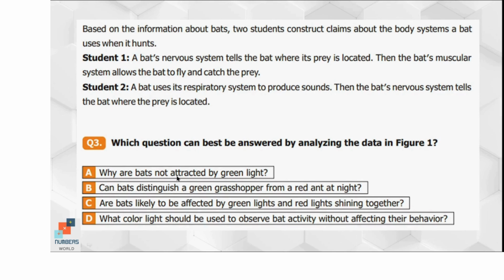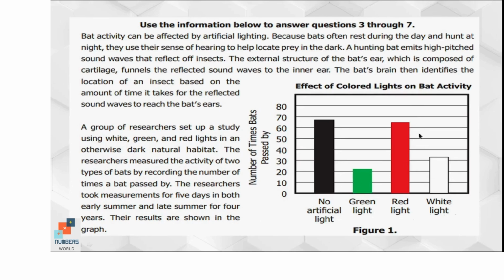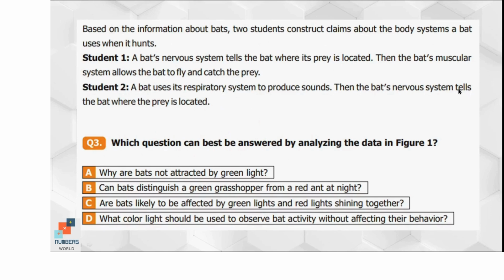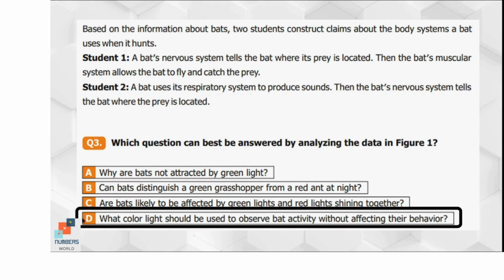Option A, why are bats not attracted by green light? B, can bats distinguish a green grasshopper from a red ant at night? C, are bats likely to be affected by green lights and red lights shining together? D, what color light should be used to observe bat activity without affecting their behavior? So here we can see different types of lights are used to check the effect of colored lights on bat activity. So that's the reason that option D should be the correct option: what color light should be used to observe bat activity without affecting their behavior.